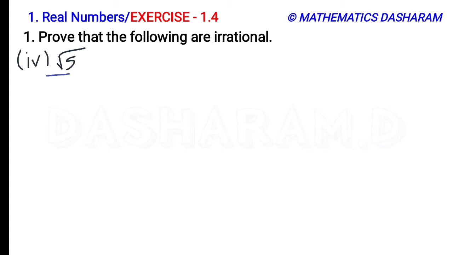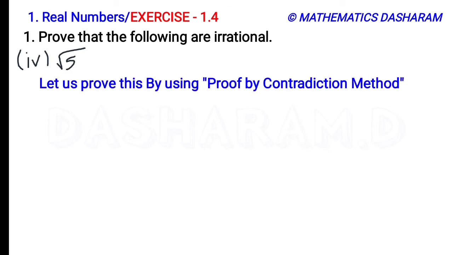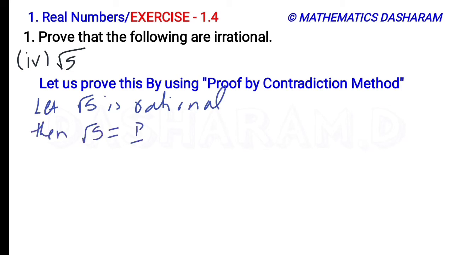Fourth question, root 5. Let us prove that root 5 is an irrational number using the proof by contradiction method. In this method, first let root 5 be a rational number. If it is a rational number, definitely root 5 can be written in the p by q form, where p, q are integers and at the same time co-prime. Co-prime means no common factors for p, q except 1.